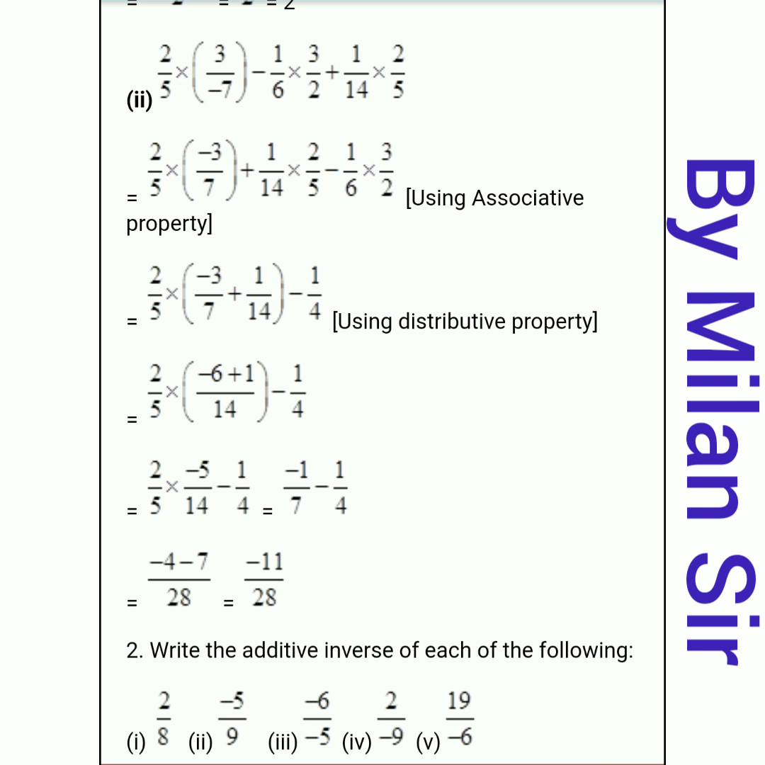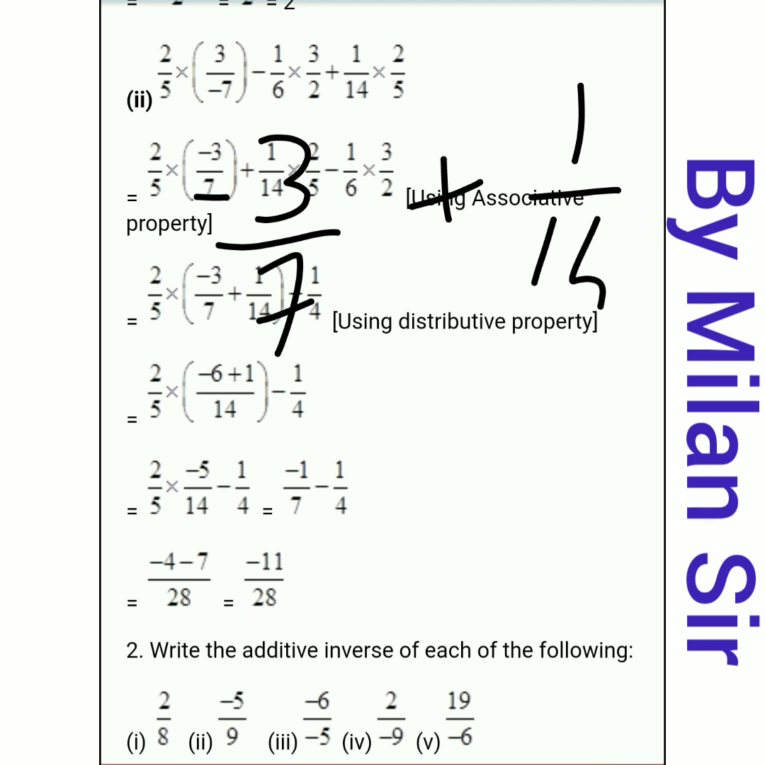Okay, then first of all we need to solve this bracket, right? So in bracket we have minus 3 by 7 plus 1 by 14. Now check the denominator. 7 and 14. Denominator is not same. So what we need to do? We need to do LCM. We need to take LCM here. Now 7 and 14. What is the LCM of 7 and 14? It's 14, right? Because 7 2s are 14.